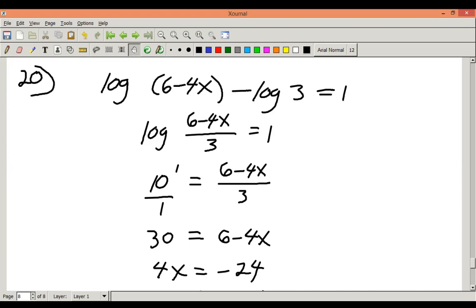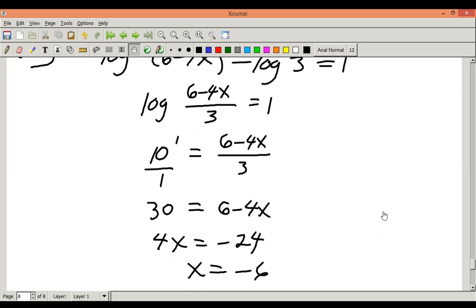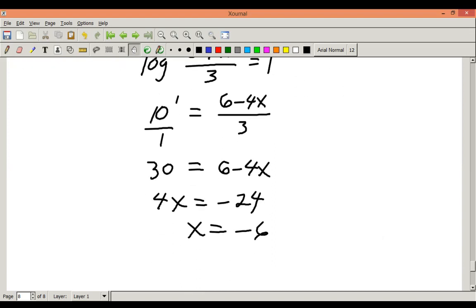So 10 to the 1st, again, the 10 comes from the fact that that is the base we're using. So 10 to the 1st power, the log is 1. 10 to the 1st power equals the fraction, 6 minus 4x over 3. And again, I wrote that 10 as a fraction so that you can easily cross multiply. So we have 30 on one cross product equals 6 minus 4x on the other cross product. I added 4x and subtracted 30 from both sides at the same time and divided by 4 to get x equals negative 6.